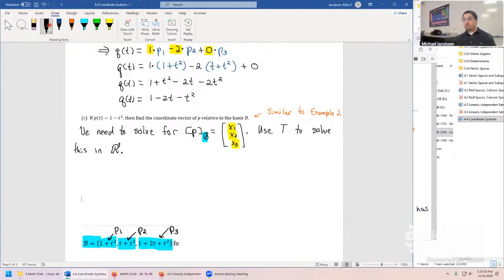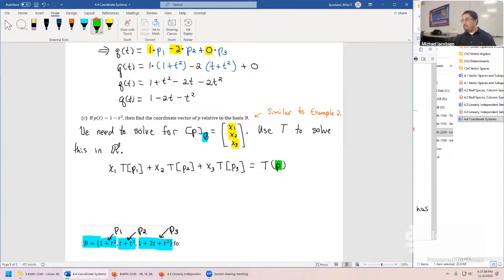In R3, here's what the algebra would then look like. We'll take x1 times T at p1 plus x2 times T at p2 plus x3 times T at p3, which is going to be equal to, we'll put down here, T at p.